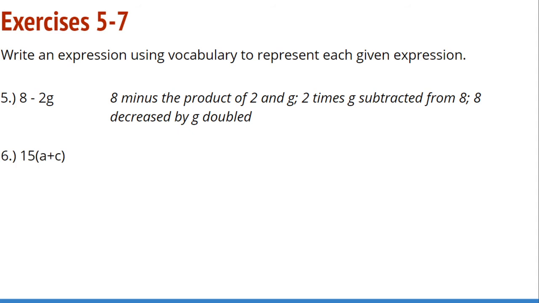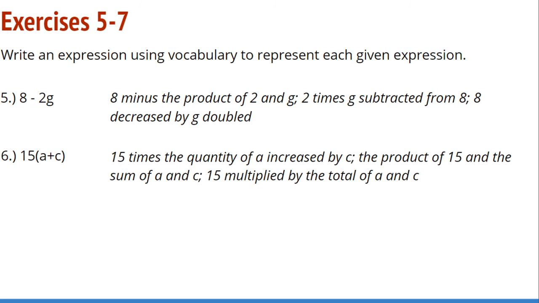All right, we've got 15 multiplied by a plus c. Well, let's see here. 15 times the quantity of a increased by c. So I've got 15 times a quantity. What is the quantity? A increased by c. Okay. The product of 15 and the sum of a and c.